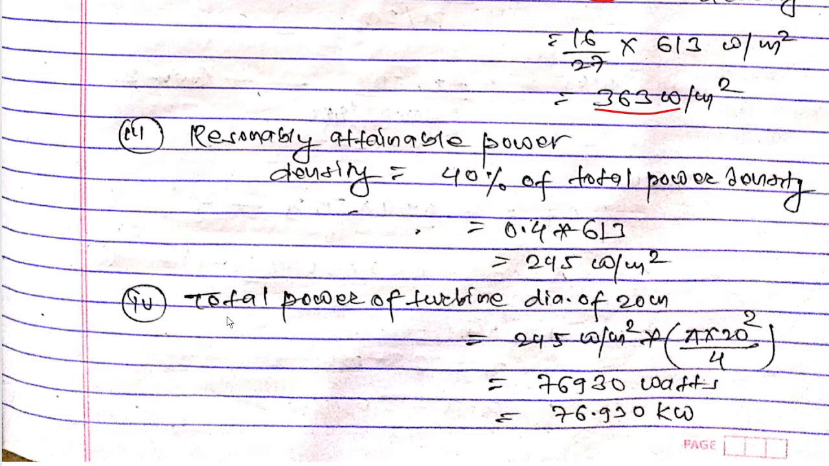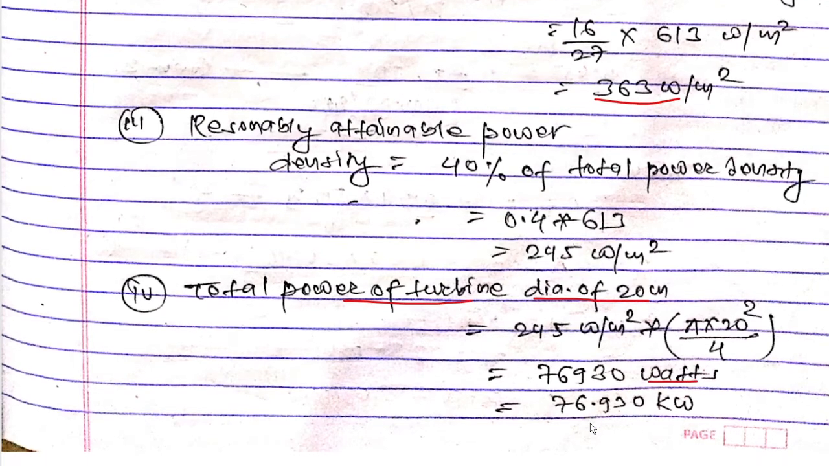Now in the fourth step we have to calculate the total power of the turbine, and the turbine diameter is given as 20 meters. So it will be the reasonably attainable power density into the area, pi d square upon 4, so pi into 20 square upon 4. We'll get 76930 watt, and in kilowatt we'll get 76.930 kilowatt.